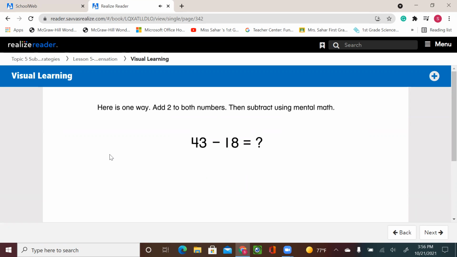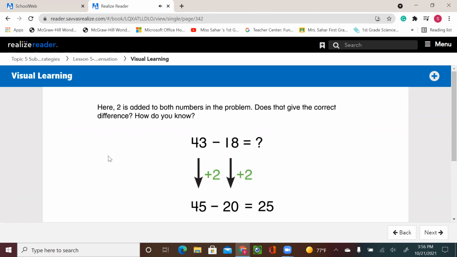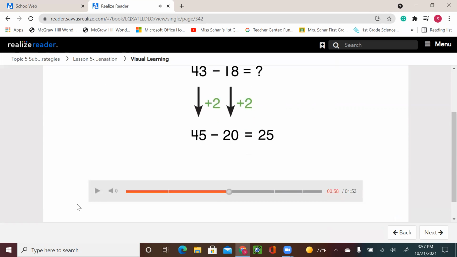Here is one way. Add 2 to both numbers, then subtract using mental math. So 43 minus 18 is equal to 25. Here, 2 is added to both numbers in the problem. Does that give the correct difference? How do you know? Yes, the difference is the same as long as you add the same amount to both numbers.